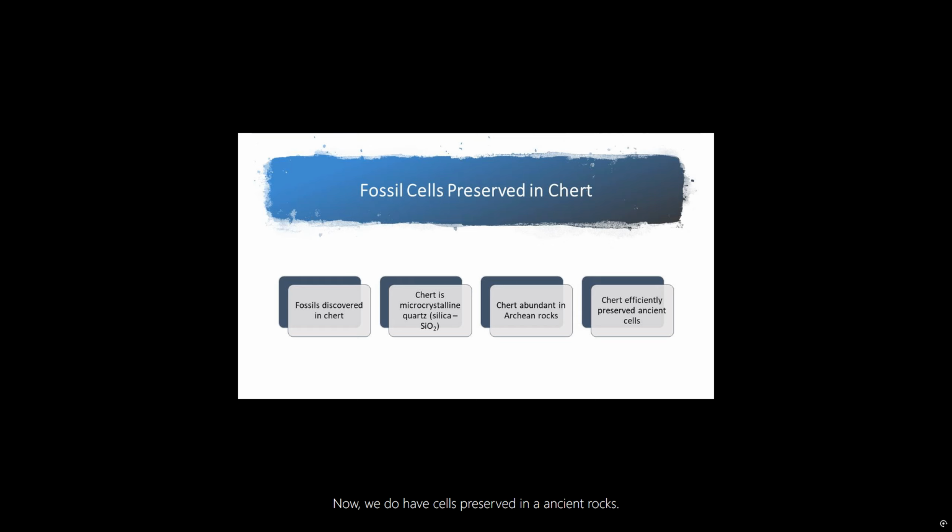Now, we do have fossil cells preserved in ancient rocks. The fossils were discovered in the chemical sedimentary rock called chert, which is microcrystalline quartz. Chert is very abundant in Archean rocks, and because it is so fine, it efficiently preserved ancient cells.